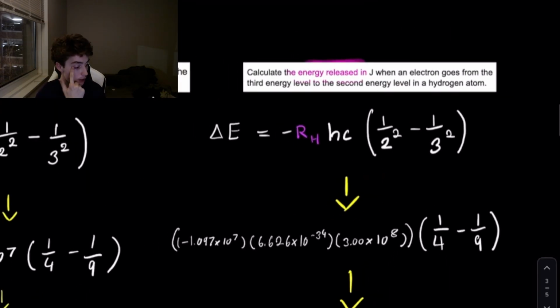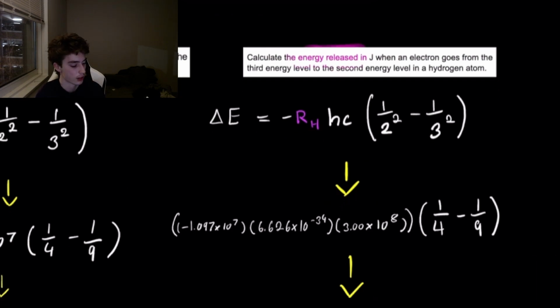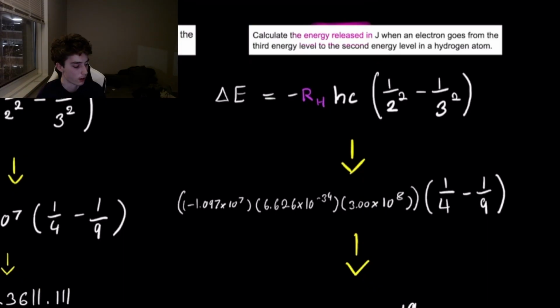super simple actually. A lot fewer steps, honestly. Is calculate the energy released in joules when an electron goes from the 3rd energy level to the 2nd energy level in a hydrogen atom. Okay. So we're talking about energy here, so this is going to be the equation for energy. We have negative Rydberg's constant, we have Planck's constant, and then we have the speed of light.